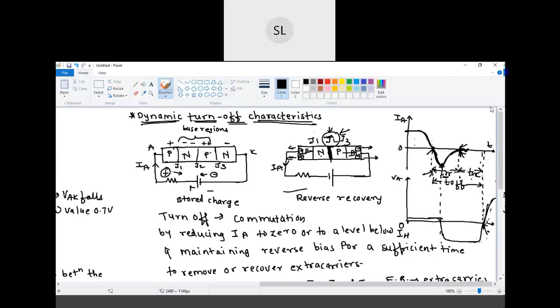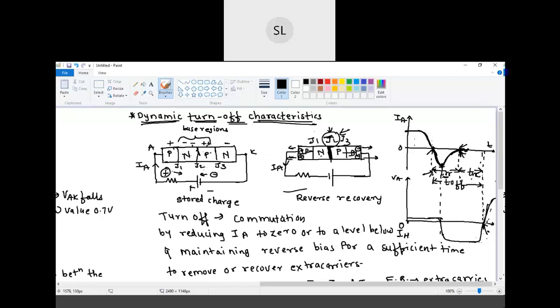So let me repeat what we have studied right now. In order to study the dynamic turn-off characteristics, we need to apply some reverse bias across the conducting thyristor. That is, in order to turn off the conducting thyristor, we need to apply some reverse voltage across it, as well as reduce the current flowing through the device below its holding current level. Now, when the thyristor is in the on state, or in the forward conducting mode, extra charges will be stored in the base regions so that these base regions will be heavily saturated with extra electrons and holes.